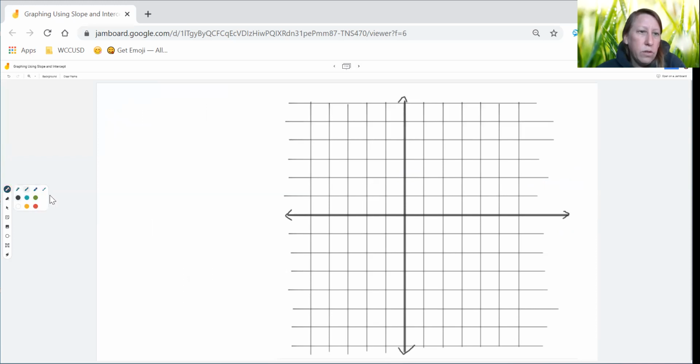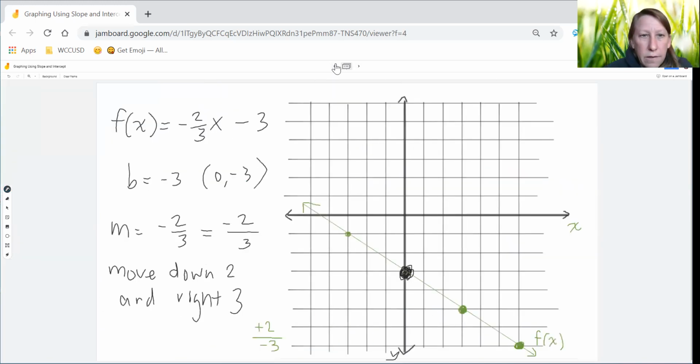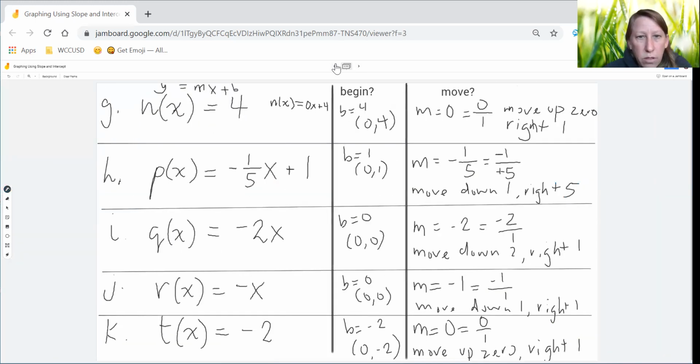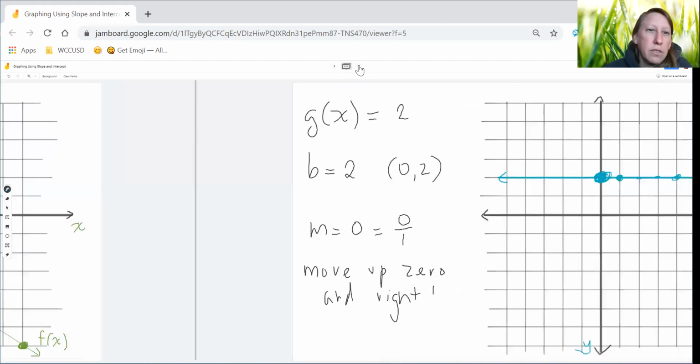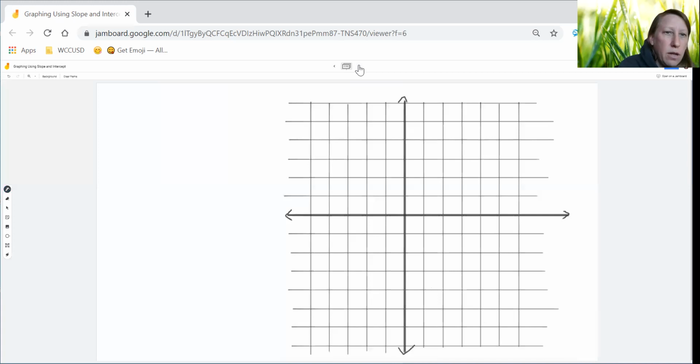We'll do, let me get one here. Should have done this before. Let's do this one, negative x minus 2. We'll call this m of x. M of x is negative x minus 2.